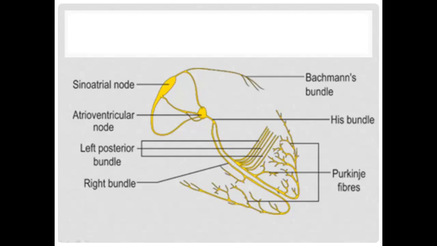One thing to note is this Bachmann's bundle over here in the corner. As the SA node generates that impulse, in order for the left atria to get stimulated by this conduction, it needs this Bachmann's bundle, which is a broad band of muscle that's going to allow for the depolarization of the left atria.